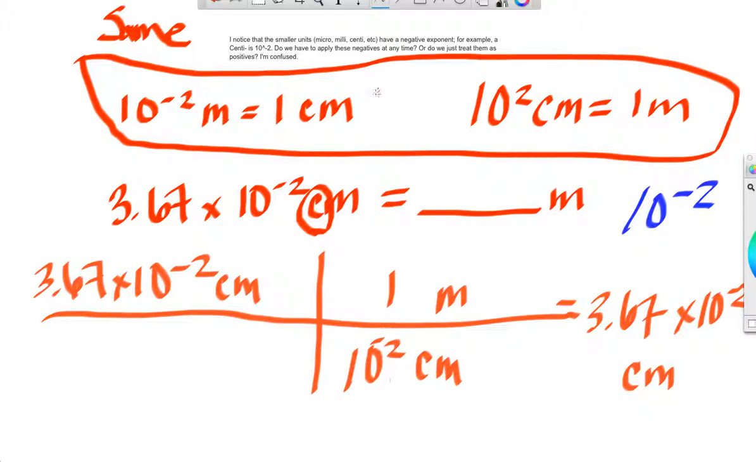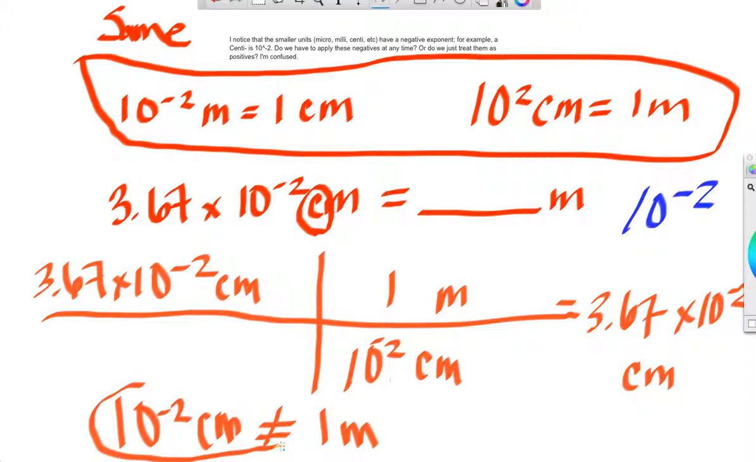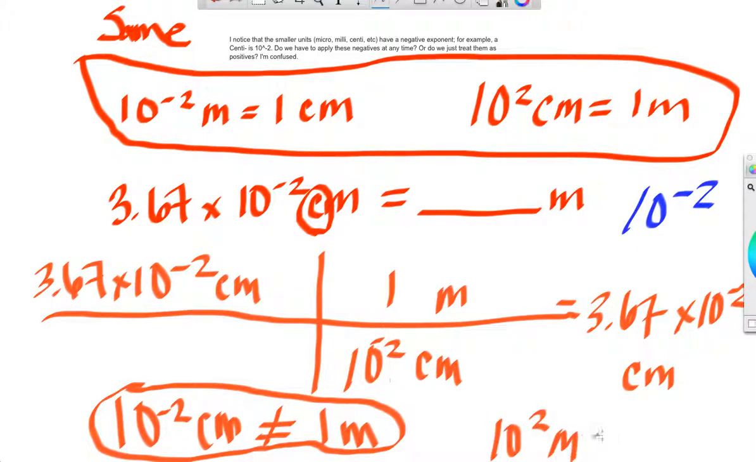That changes this ratio. 10 to the minus 2 centimeters is not equal to 1 meter. So I can't write this negative on the bottom. This is the problem right here with using negative numbers. When you're using this ratio right here, you will never get it wrong. And same thing with this one. If you memorize these the way they are, like this, you will never get them wrong. But the problem is if you accidentally switch them. So if you were to write it like that, or the same thing goes here, if you were to write 10 to the 2 meters is equal to 1 centimeter, that is not the case. That is not true. So it's just a matter of what you're comfortable with.